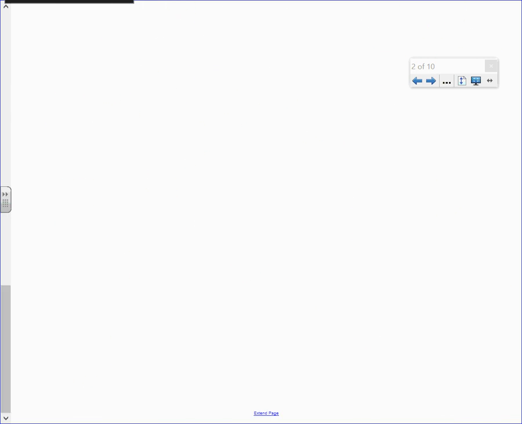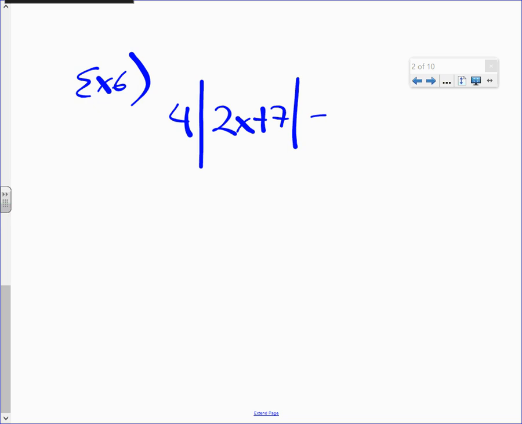Example 6. 4 times the quantity, absolute value 2x plus 7 equals 16. This is the last example anyway.